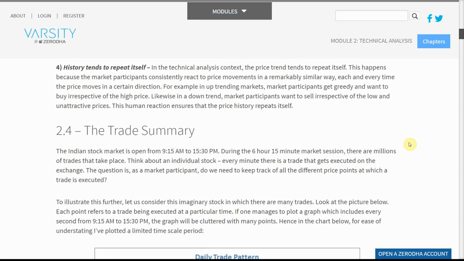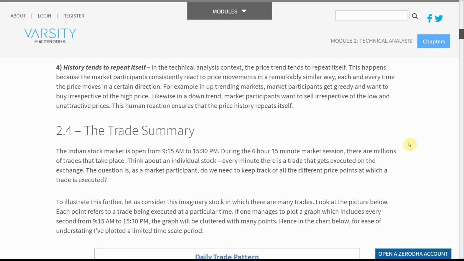4. History tends to repeat itself. In the technical analysis context, the price trend tends to repeat itself. This happens because the market participants consistently react to price movements in a remarkably similar way, each and every time the price moves in a certain direction. For example, in uptrending markets, market participants get greedy and want to buy irrespective of the high price. Likewise, in a downtrend, market participants want to sell irrespective of the low and unattractive prices. This human reaction ensures that the price history repeats itself.